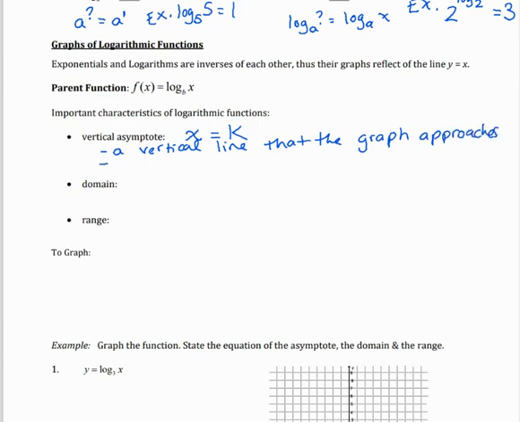And before, for our exponentials, when we found our horizontal asymptote, we looked at the vertical shift. So to find our vertical asymptote, we're going to look at the horizontal shift. Okay. Our domain is our x values, and our vertical asymptote deals with x. That means our domain is found by the vertical asymptote.